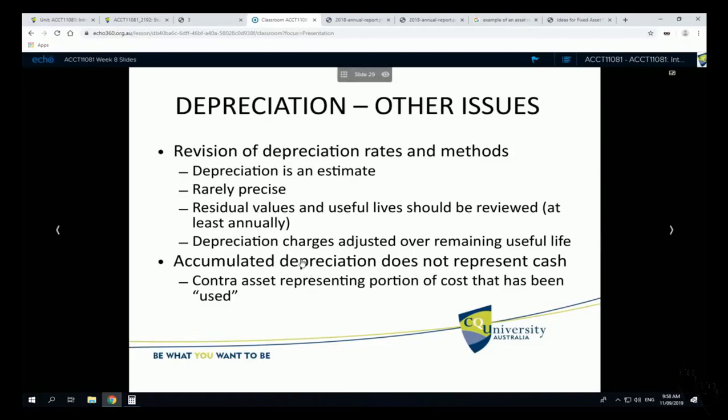revise our depreciation rates and methods on a regular basis. Okay, so depreciation is an estimate, it's rarely precise. The residual values and useful lives should be reviewed at least annually.